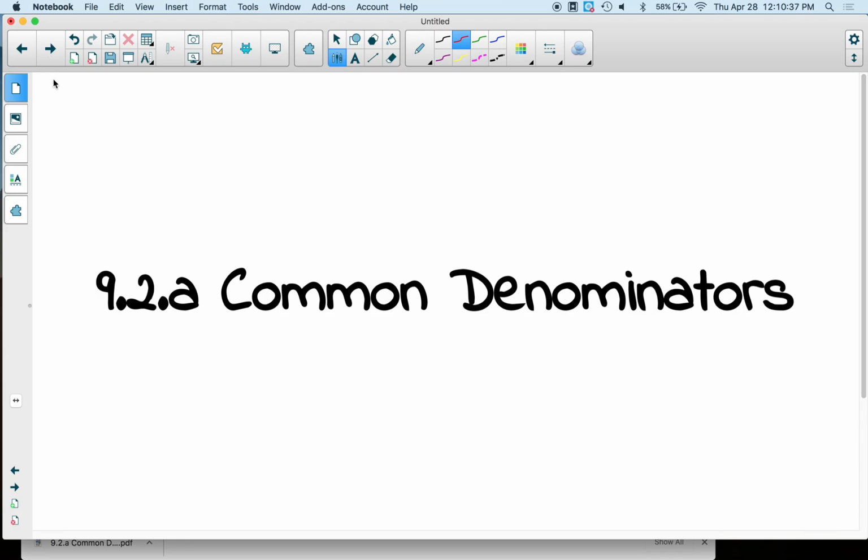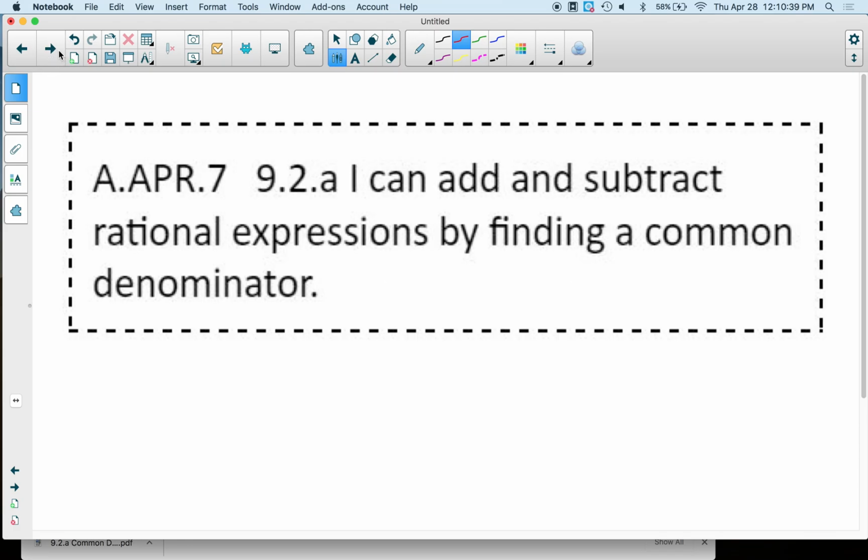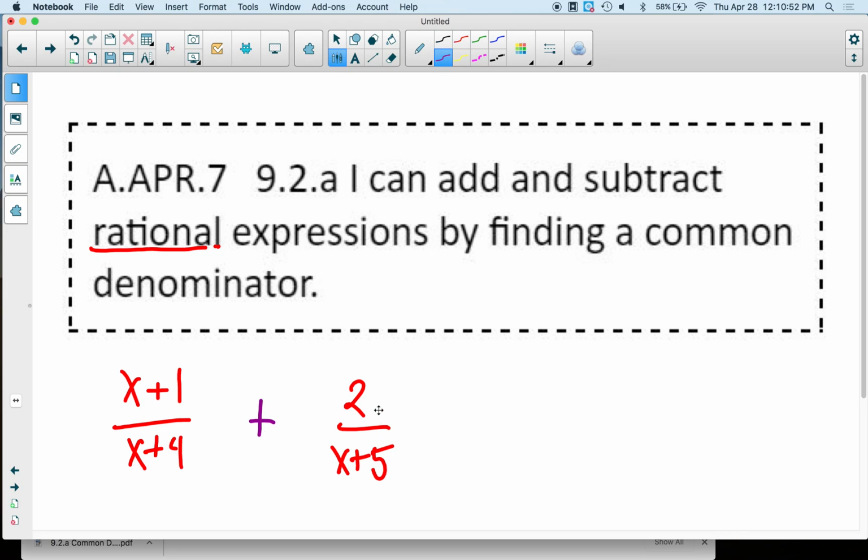This is going to be important in 9-2A, which is about common denominators. In this unit, we're working with rational expressions, which are fractions, like x plus 1 over x plus 4, 2 over x plus 5, etc. We can actually add these rational expressions together, but in order to do that, we have to get a common denominator. Just like we do with fractions, right?